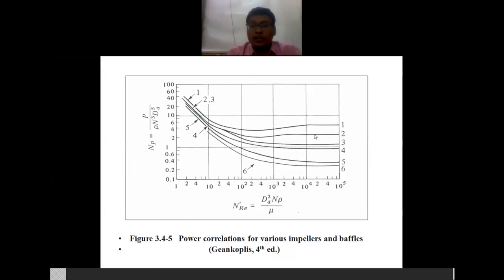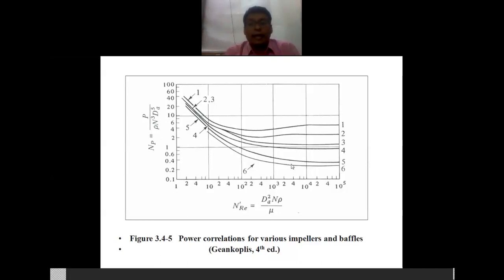Now all these different curves 1, 2, 3, 4, 5, 6 are for various types of impellers, with or without baffles. For example, the propeller with baffle, propeller without baffle, turbine with baffle, turbine without baffle, turbine with disc and with baffle, and turbine with disc and without baffle. So these different curves are there for different types of impellers. So depending on the type of impeller, your power consumption is going to vary. Such power relationships are available.